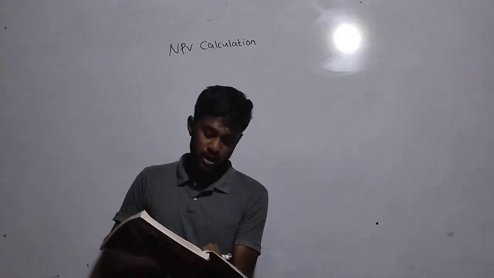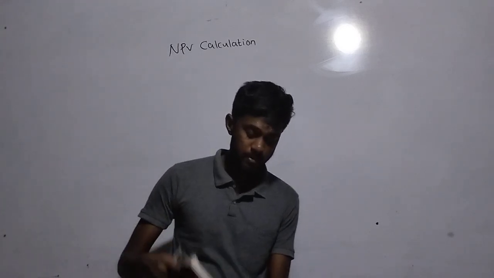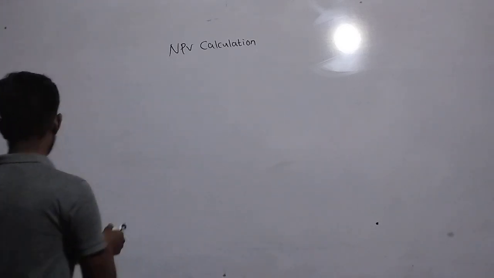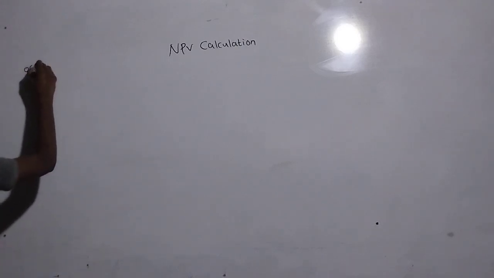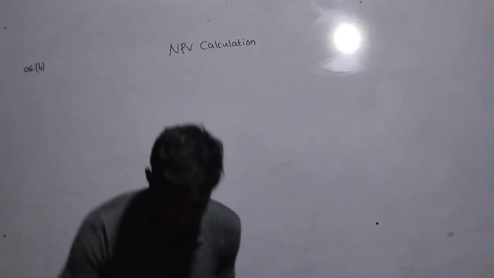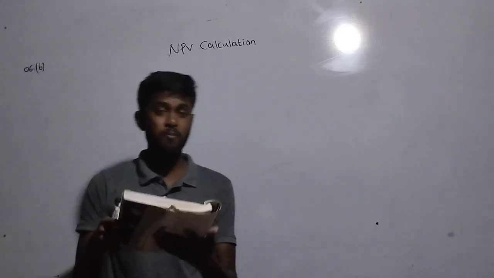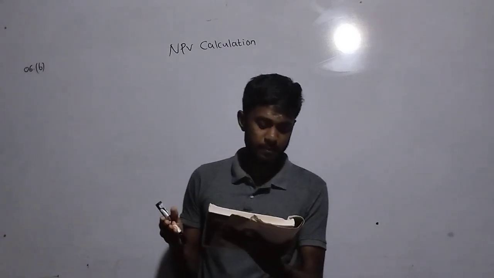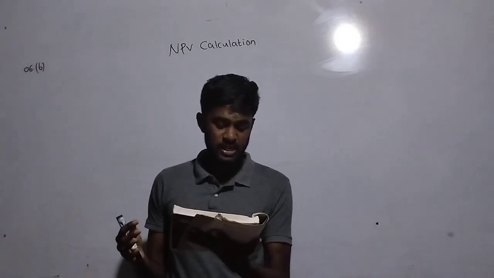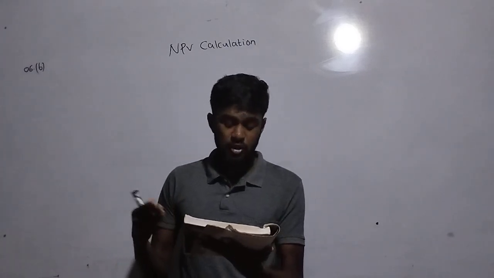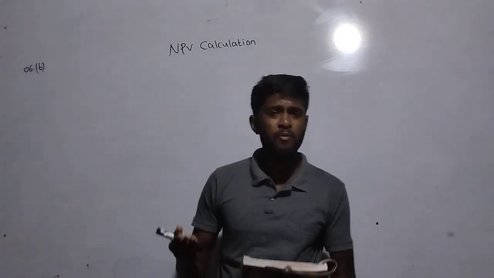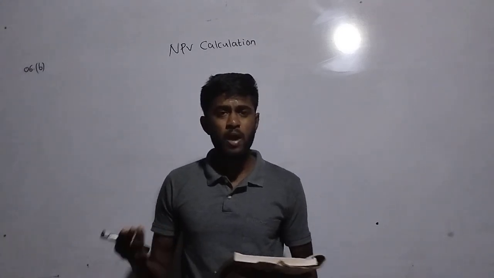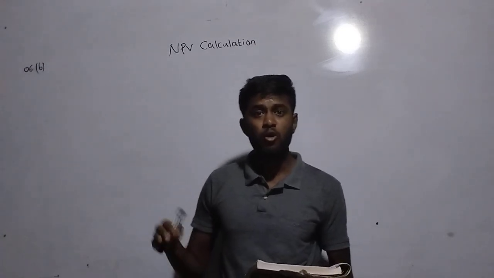Okay. So question number 6, the B part. Let us do this calculation. First of all, let us read the question. Calum PLC, the public listed company, is considering acquisition of a new machine, replacing the old machine. So why are we performing NPV calculation? To accept a project or to reject it.